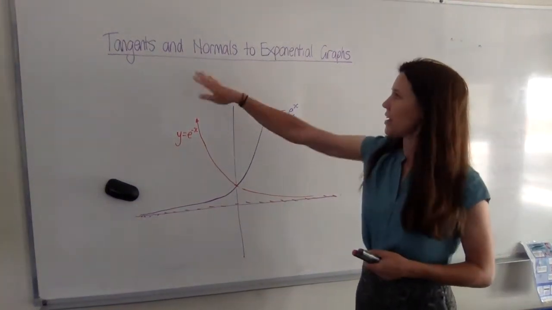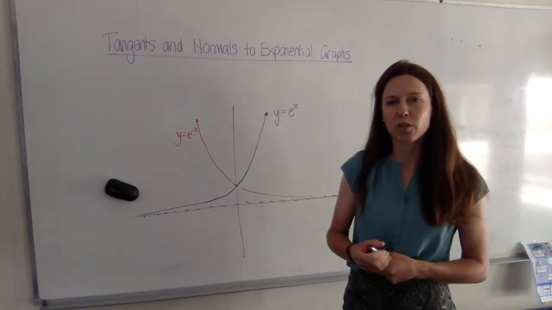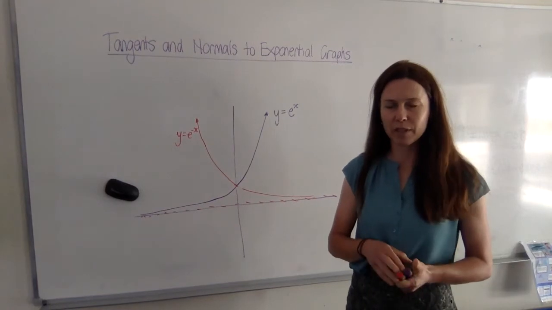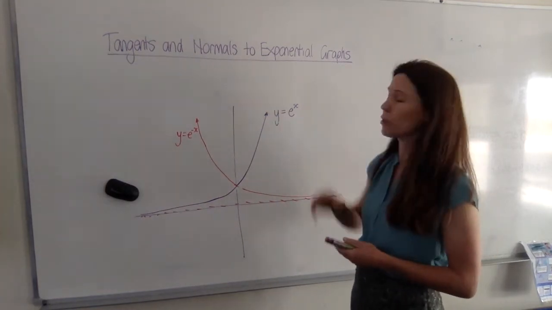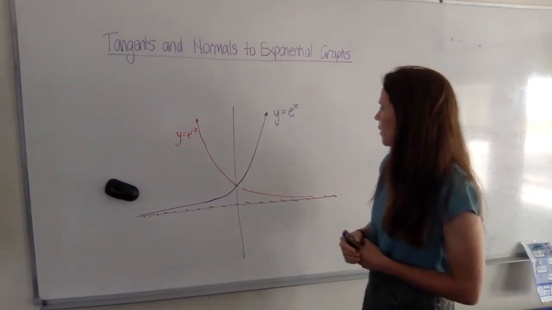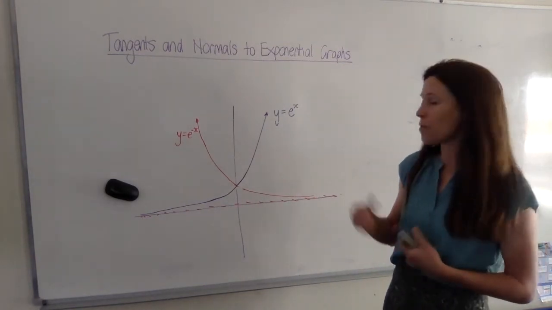Today we need to look at tangents and normals to exponential graphs, and we need to get back into the habit of finding the equation of a straight line, which would be a tangent or a normal to one of these curves. Now, reviewing the basic features of our two main curves.